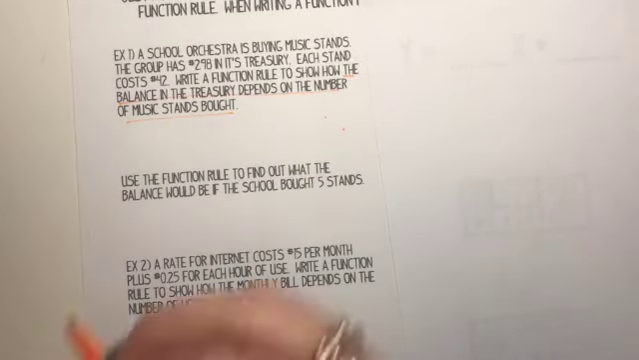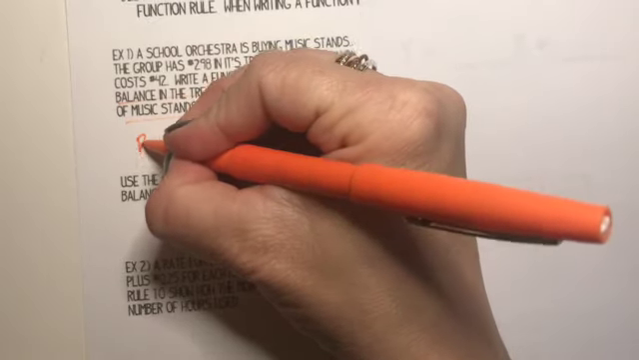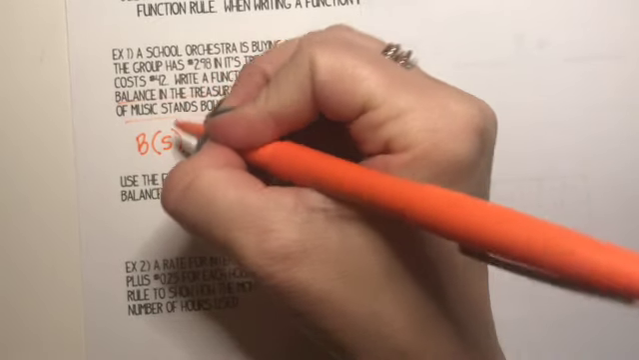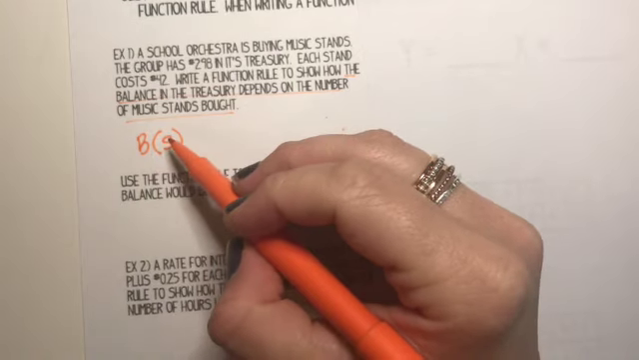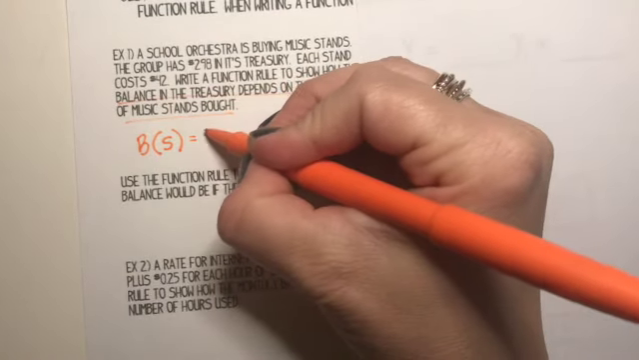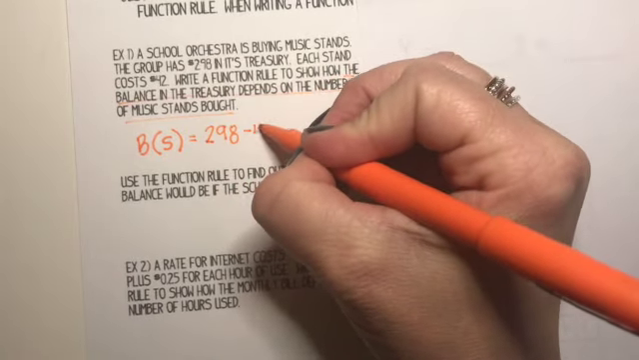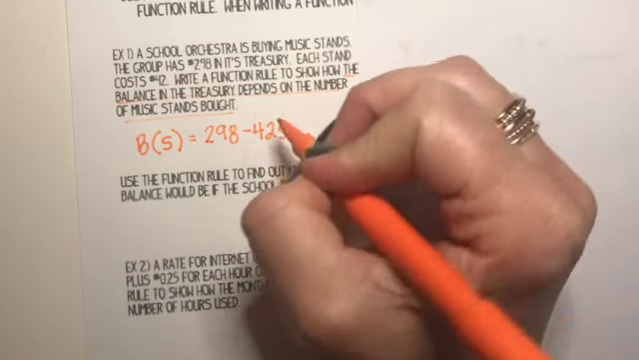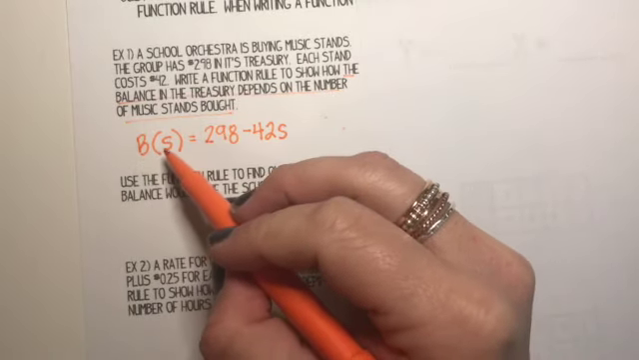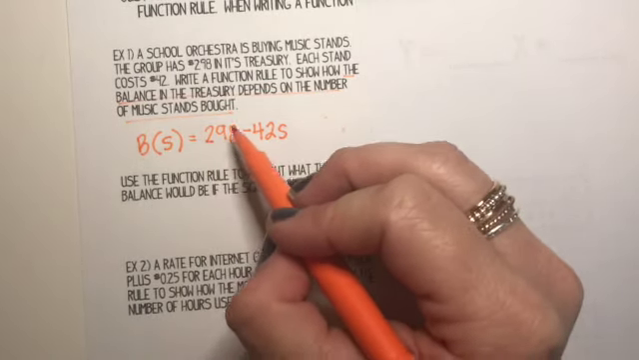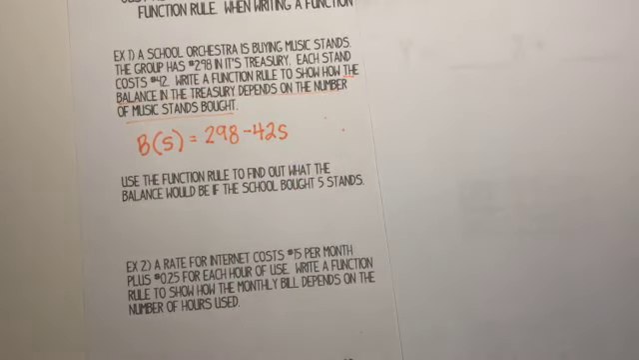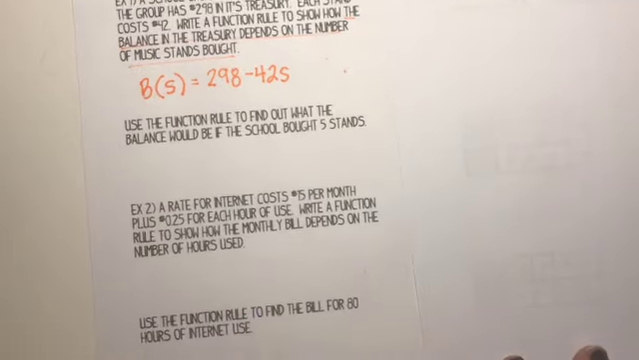So the way that we're going to write this is the balance is a function of the number of stands, right? The balance depends on how many stands we buy. And there we have $298, and then we're going to take away $42 for every stand. So this balance depends on the stands, and it's $298 minus $42 for every stand that we buy. Now it says use the function rule to find out what the balance would be if the school bought 5 stands. So we're going to fill that in.